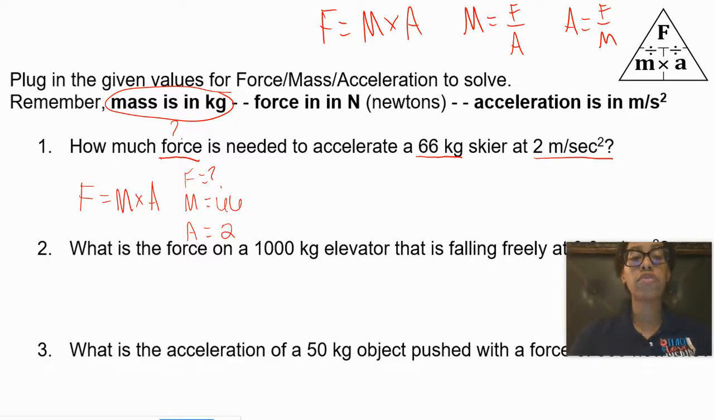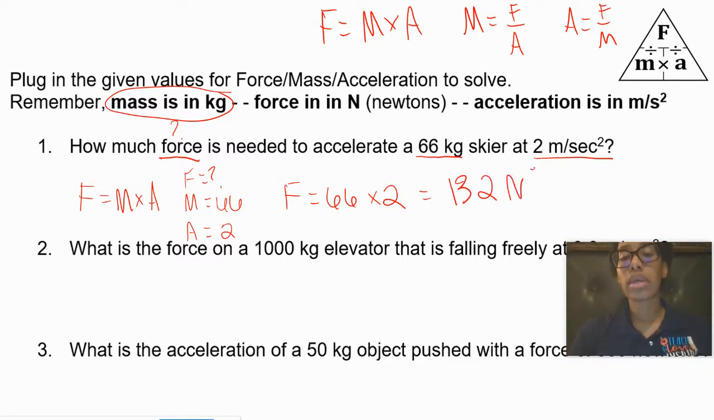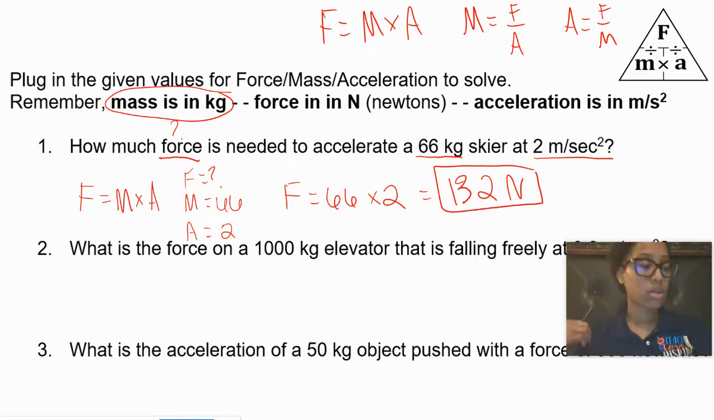Now I'm going to move forward to plugging in my variables. You must do it just like this with your steps. F is equal to 66 times 2, and that is going to be measured in newtons. So our answer is 132 newtons, and I'm going to ask that you put a box around it so that when I am checking it, I can easily find your answers.